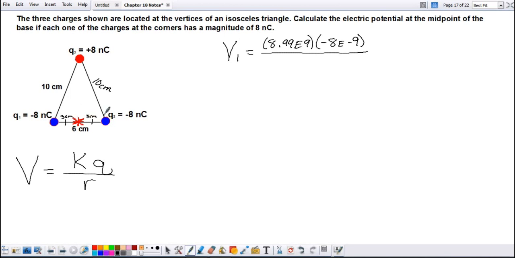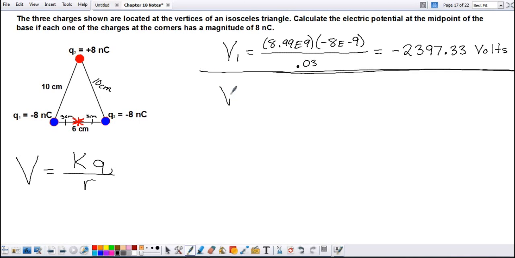Now, just like we needed to convert nanocoulombs to coulombs by making it 10 to the negative 9th, we need to convert centimeters to meters. So divide by 100, get 0.03. Substitute this into our calculator, and we get that the potential is negative 2,397.33 volts. So we've got the first one done.